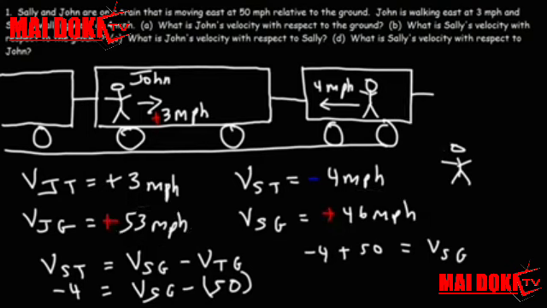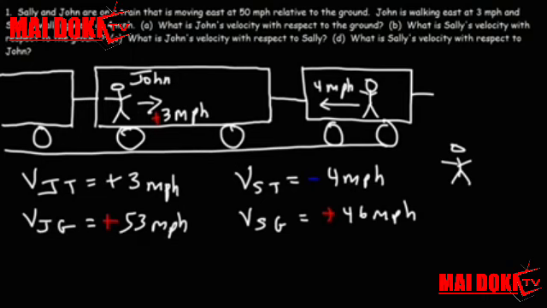Now let's move on to part C. What is John's velocity with respect to Sally? So we're looking for VJS, John's velocity with respect to Sally. Using the formula, it's going to be John's velocity with respect to the ground minus Sally's velocity with respect to the ground. And we have those numbers.